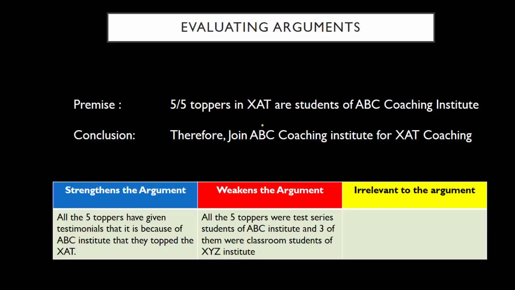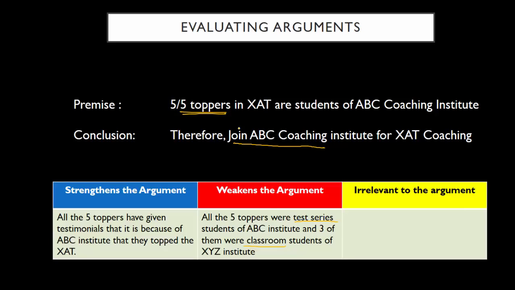Now that casts certain doubt in the argument being made, because the argument is being made based on the claim that you joined ABC coaching because they topped. So what is assumed in this particular argument is that the reason they topped is their ABC coaching. Now this puts some doubt, in that they were test series students, and also classroom students somewhere else. So this weakens the argument. I'm not saying it destroys the argument. I'm saying that it casts certain doubt in the argument.